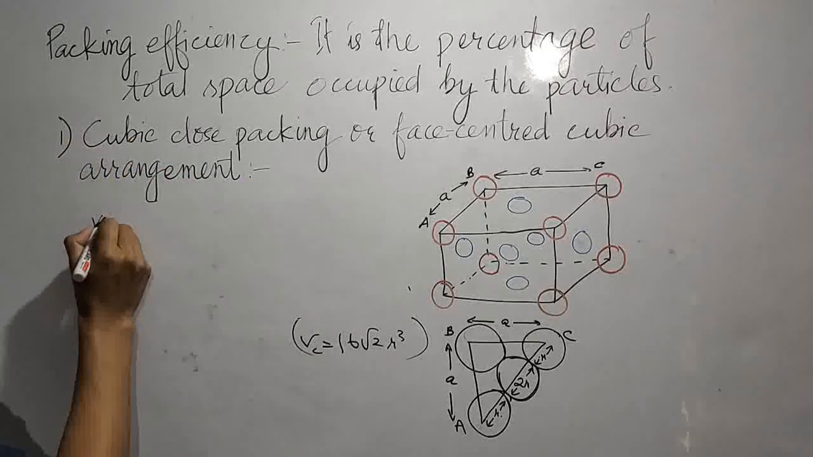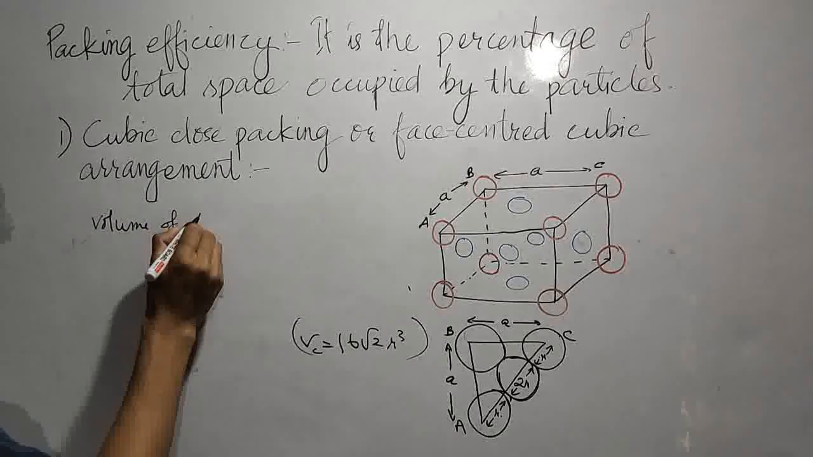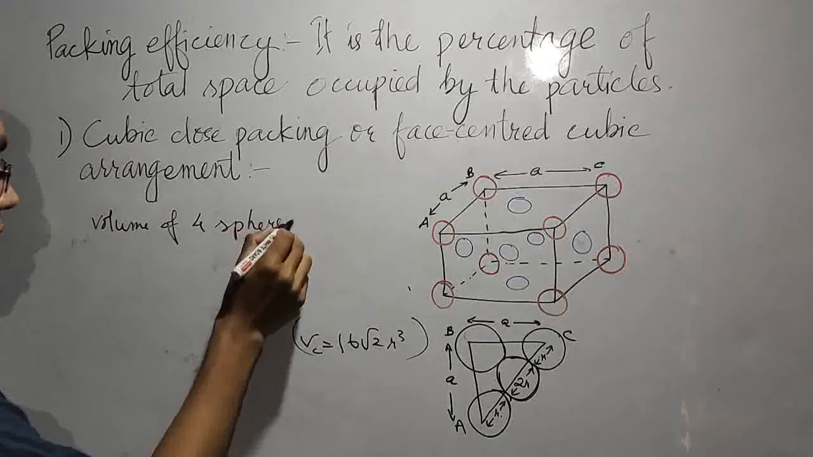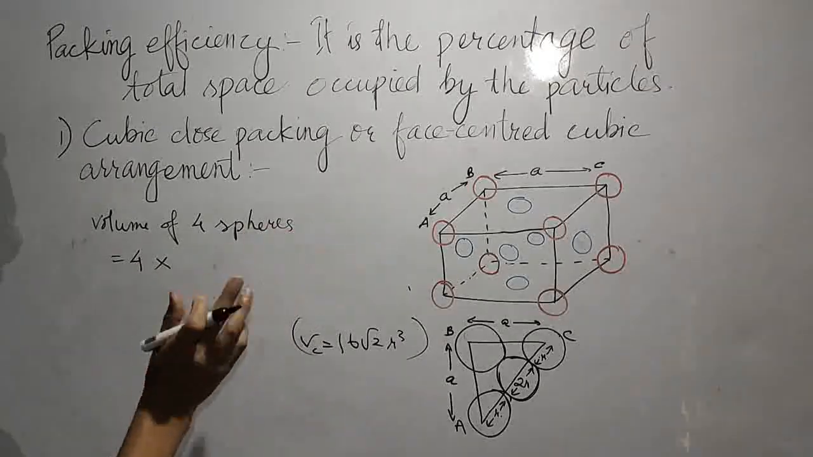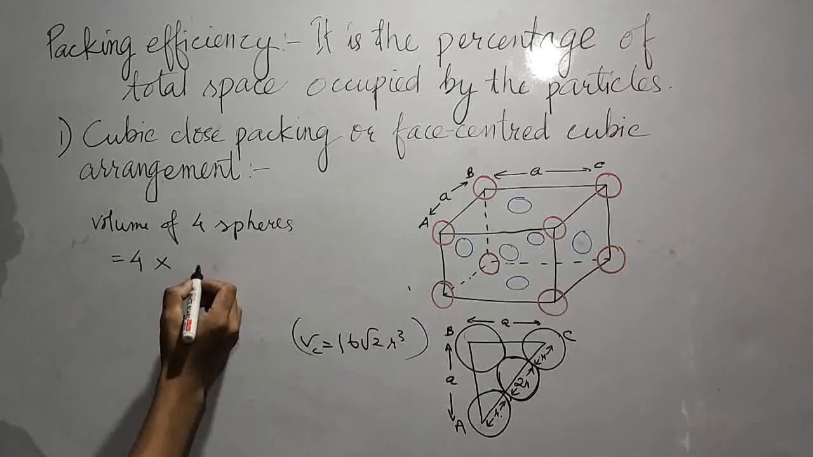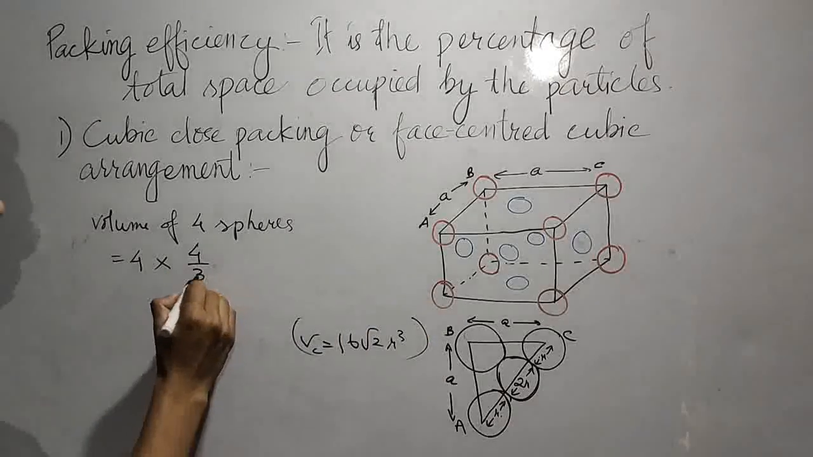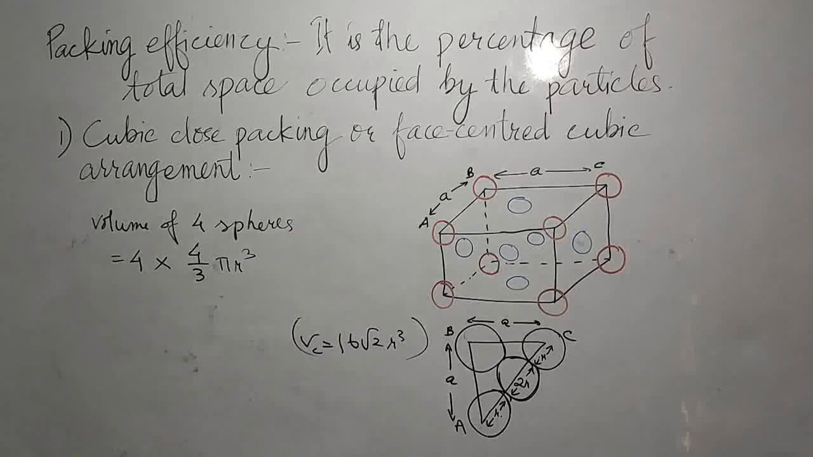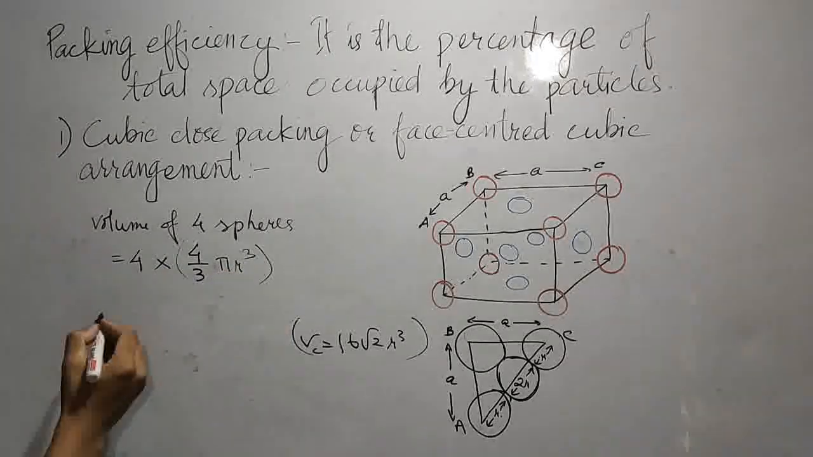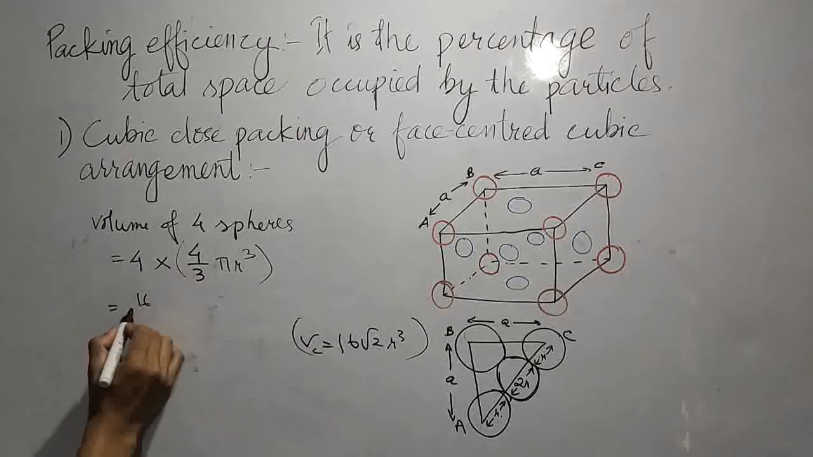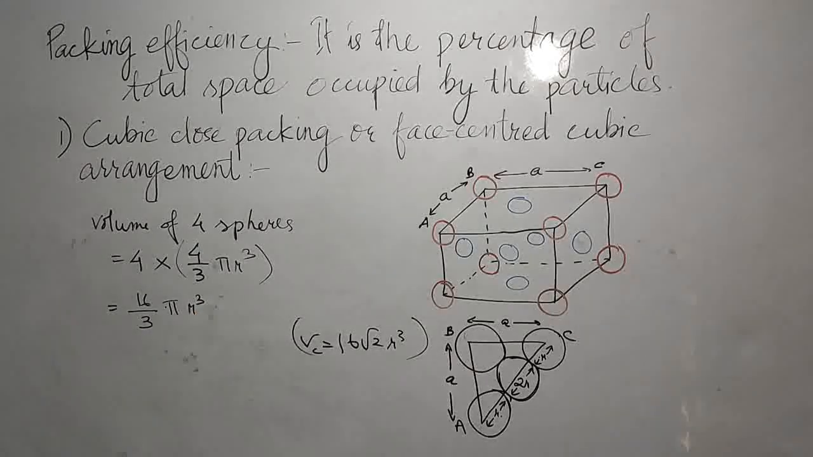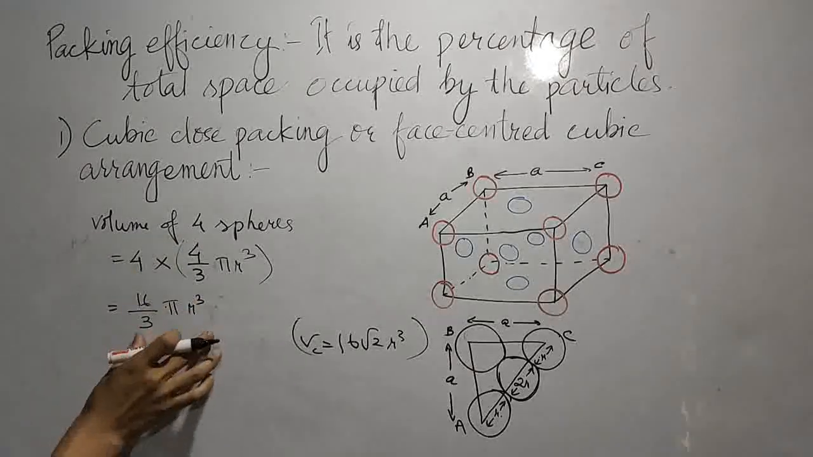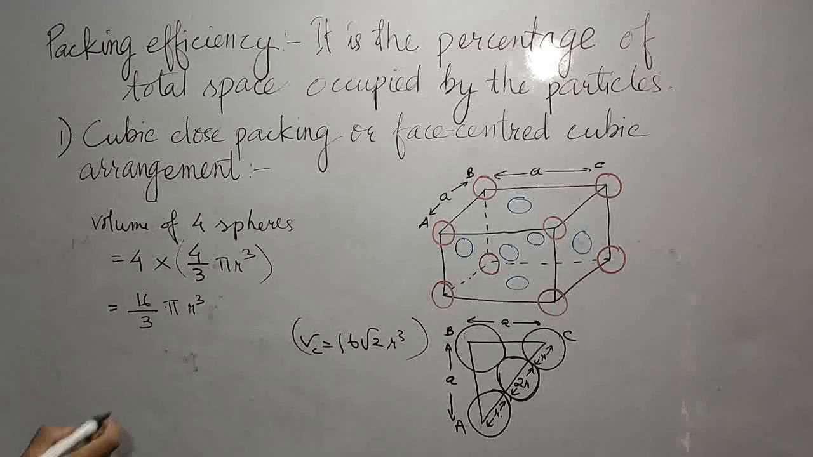So volume of 4 spheres is equal to 4 times the volume of each sphere. Since it is spherical in shape, it will be 4 by 3 pi r cube. This is the formula. So 4 into 4 is 16 by 3 pi r cube. Okay, this is the value for the volume of 4 spheres.